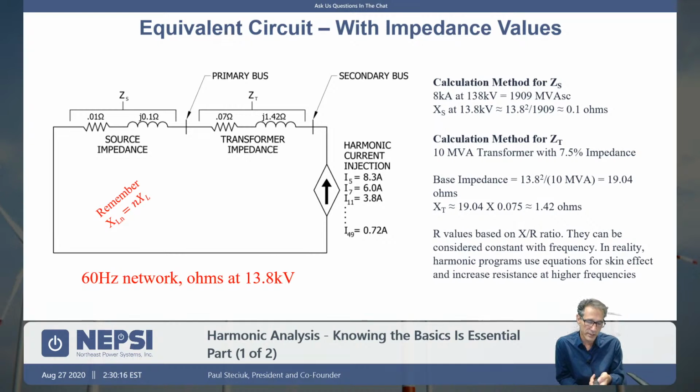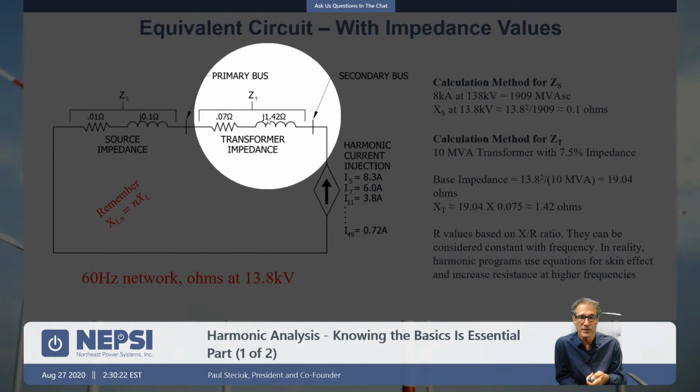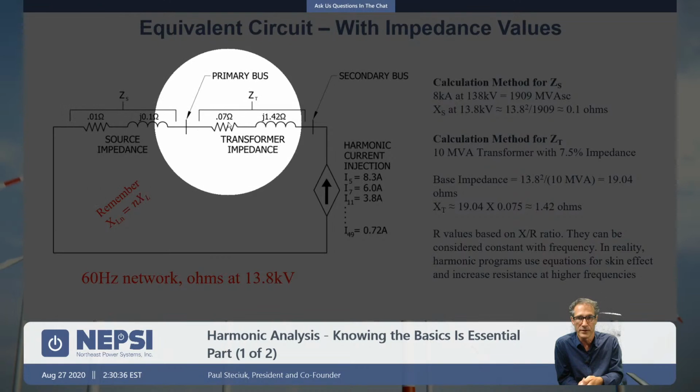So we can take this equivalent circuit, which now consists of both the ZS, which is 0.1 ohms, and 1.42 ohms for the transformer reactance, and add those together. Remember, the R's need to be added together, and the X's need to be added together. So R's are 0.01 ohm and 0.07 ohms here.